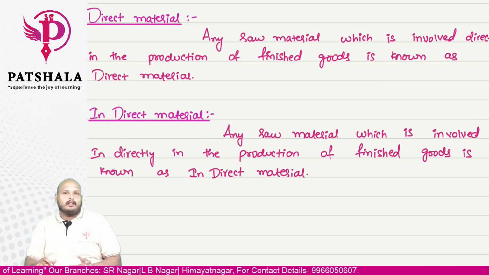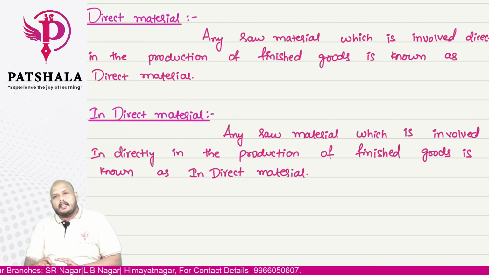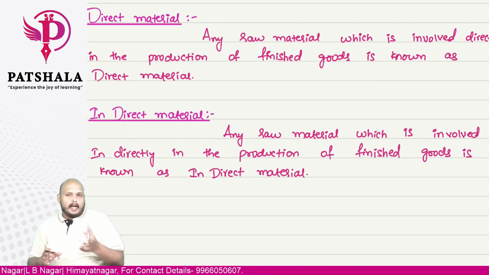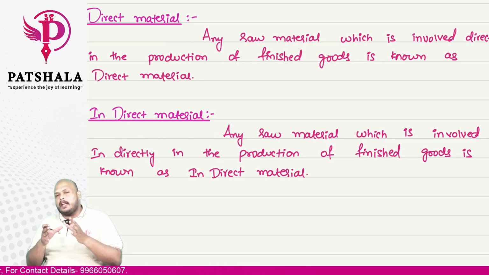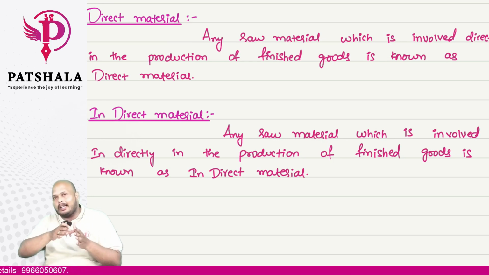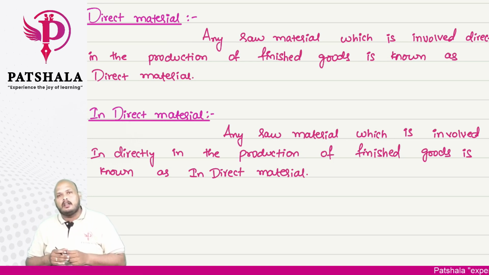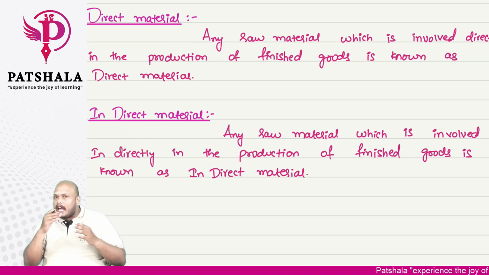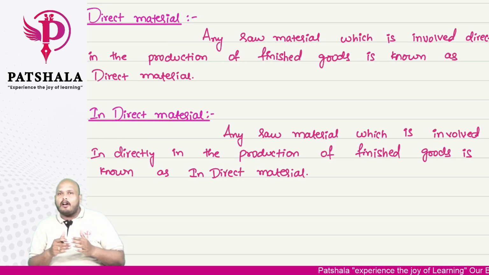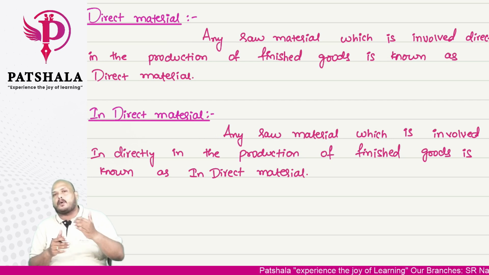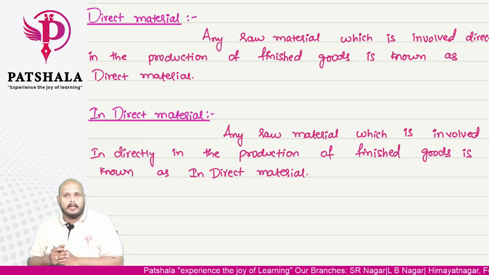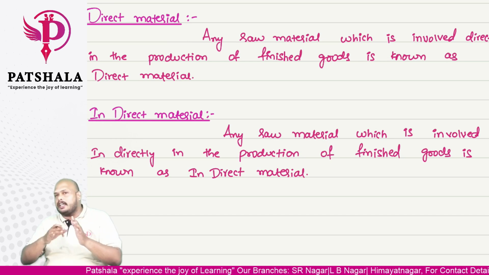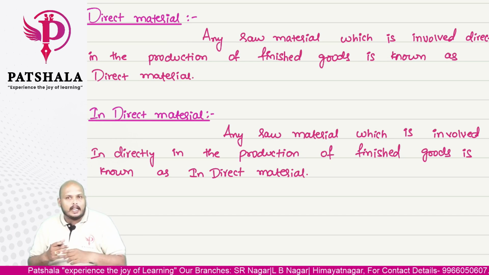So what is the major difference here? Direct, indirect. Direct material means any raw material which is involved directly in the production of a finished good. If any material is involved directly or linked to such production of finished good, we classify it as direct. Whereas any raw material which is auxiliary or involved indirectly in the production of a finished good, we classify as an indirect material. Let us see with the help of one example.